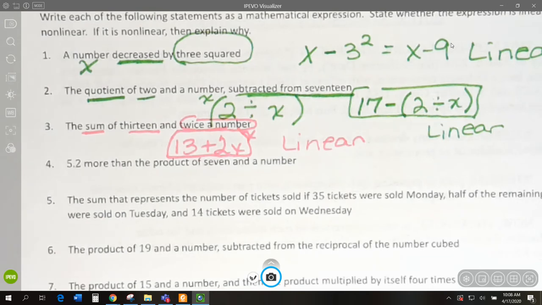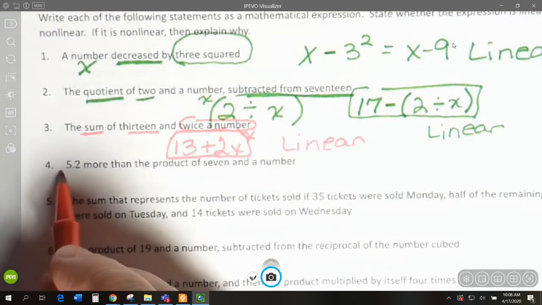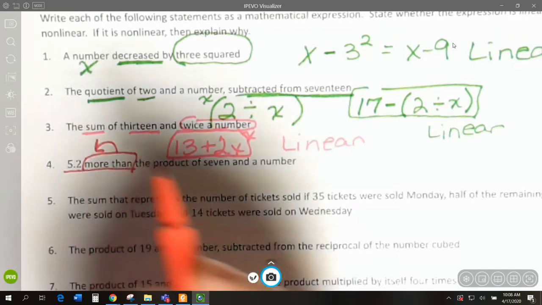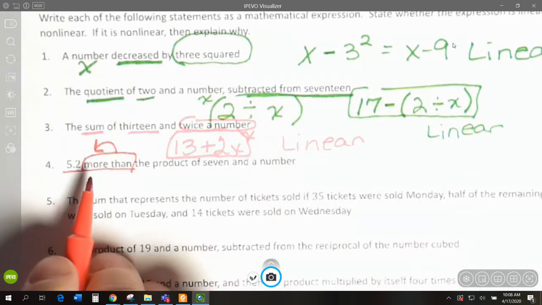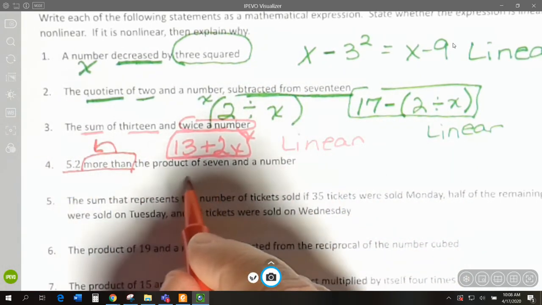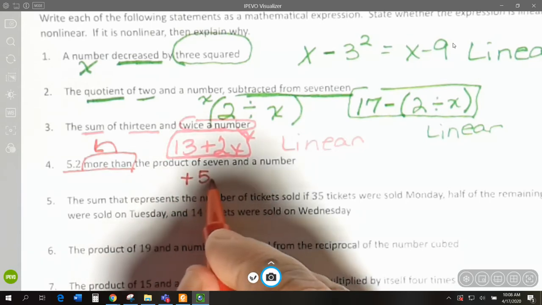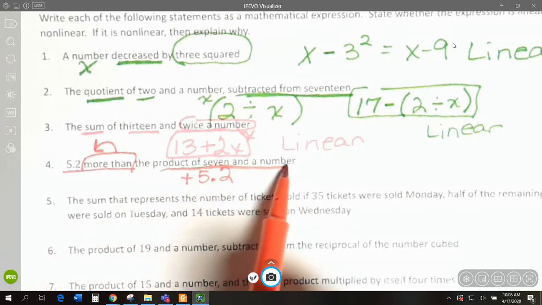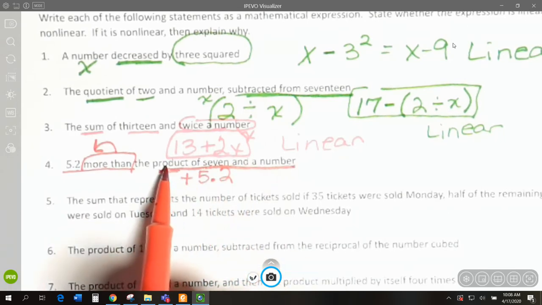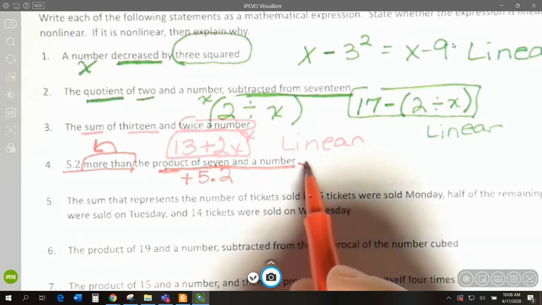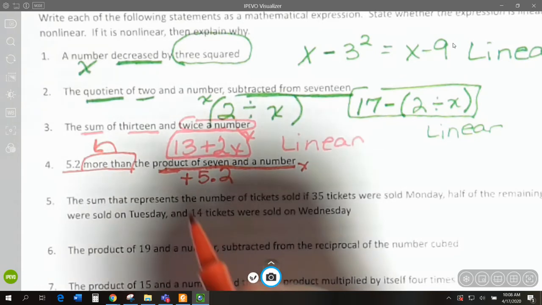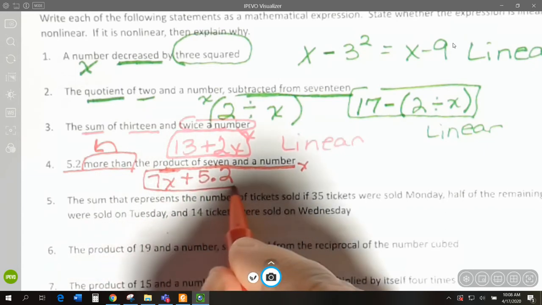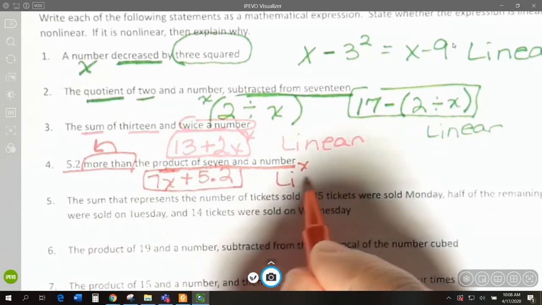Number 4. 5.2 more than. Remember, more than is a turnaround phrase. So 5.2 is going to be at the end, and more than means to add. So we're going to add 5.2. And we're going to add that to the product of 7 and a number. Product means to multiply. So we're going to multiply 7 and a number, and we're going to call that number x. So we're going to multiply 7 times x. So it's going to be 7x plus 5.2. And this is linear.